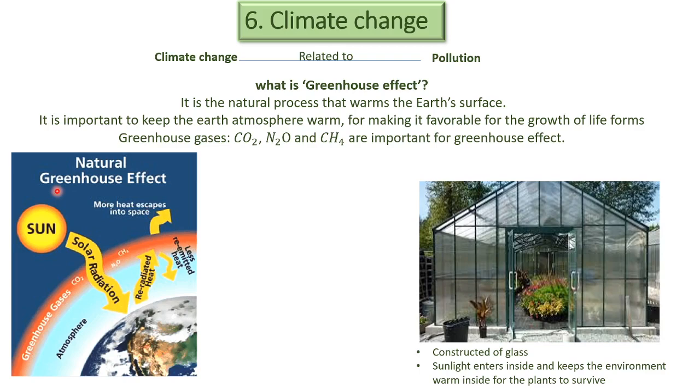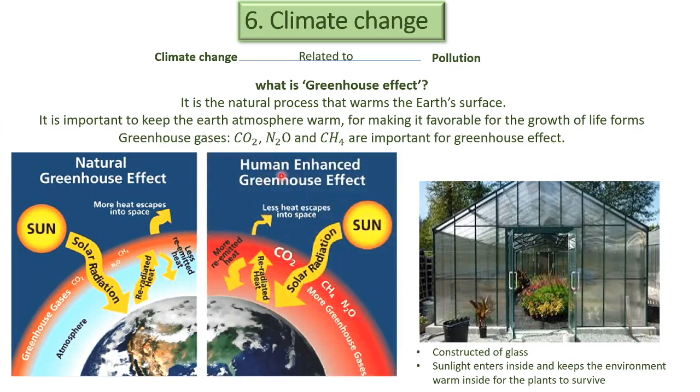But now let us see what has happened because of human induced activities. We term it the human enhanced greenhouse effect. This is the earth's surface. This area is filled with greenhouse gases. The red zone that you can see is all the greenhouse gases. How have these greenhouse gases increased? Because of pollution. Remember, in the previous slide we mentioned that due to pollution there is an increase in the amount of carbon dioxide, nitrogen and other gases, and now these gases have increased in huge quantity. As these greenhouse gases have increased, what is happening?